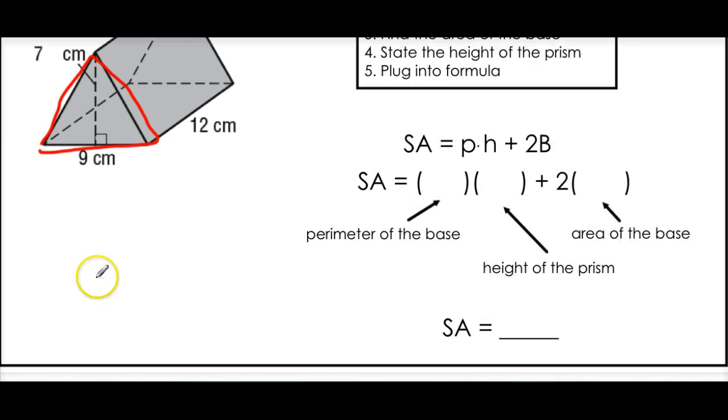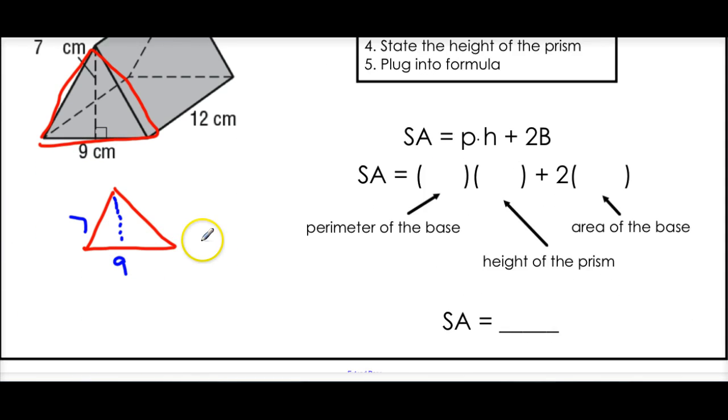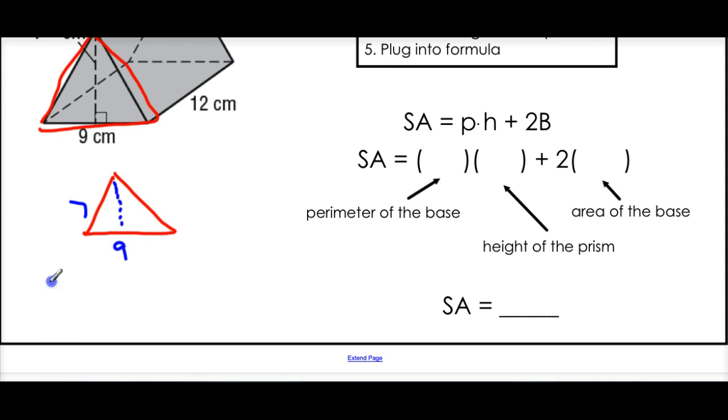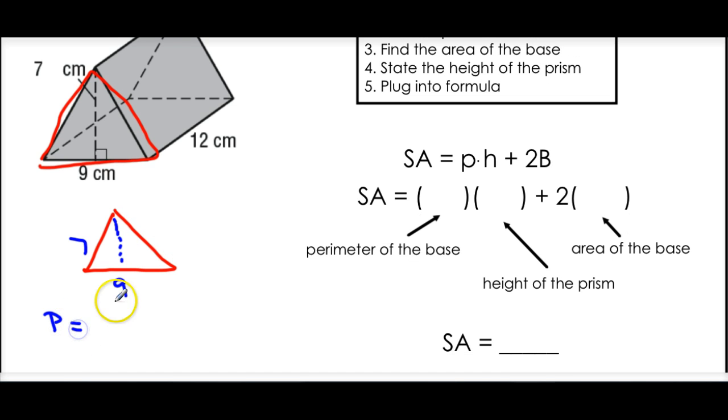So we're going to draw that. We're going to draw our base and label it. That's 9 and that's 7. Now we're going to find the perimeter of our base, and to do that, we just look up our formula. For the perimeter, you just add up all the sides. So this is 9, that's 7, and this should say 7. It will say 7 on your paper, and this is also 7. So the perimeter is just going to be 9 plus 7 plus 7, and that gives us 14 plus 9, 23.